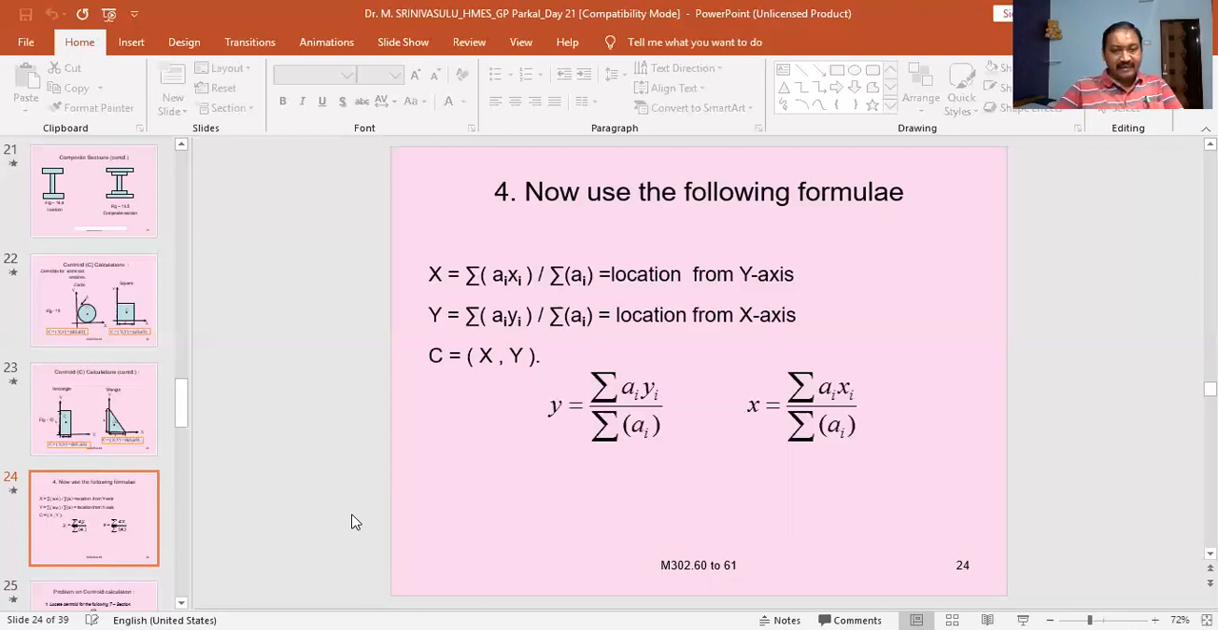The centroid can be defined by the x and y coordinates. That is, x is equal to sigma ai into xi by sigma ai, and y is equal to sigma ai into yi by sigma ai.